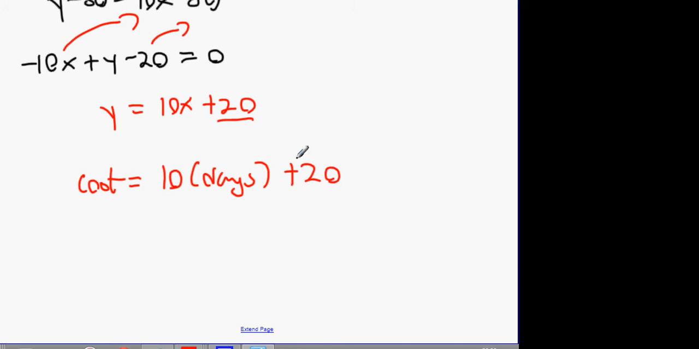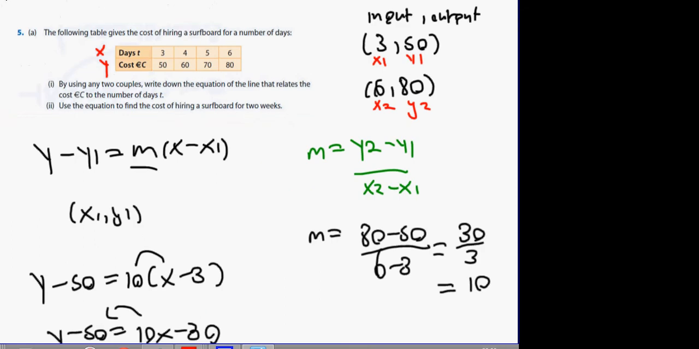And how many days do we want to rent it for again? 14. 10 multiplied with 14 plus 20 gets us 160. Happy enough with that? 160. Alright guys, moving on. It was a different question, okay? But you had the knowledge previously to do it.